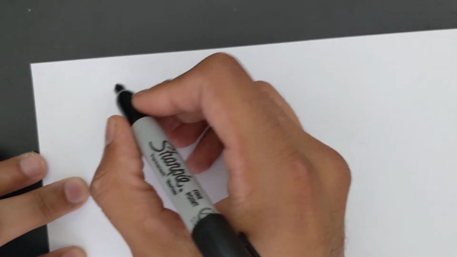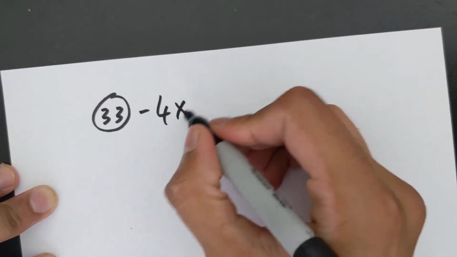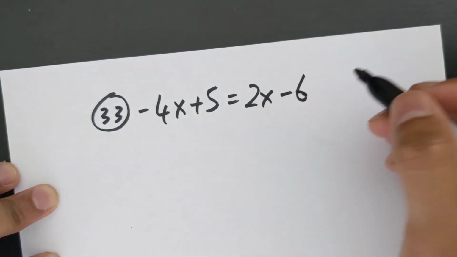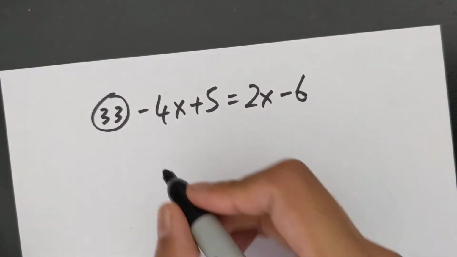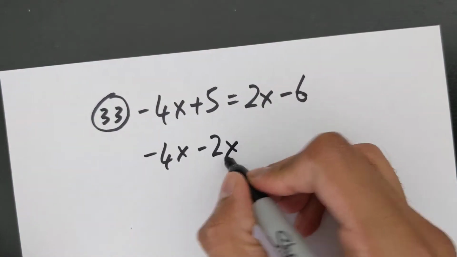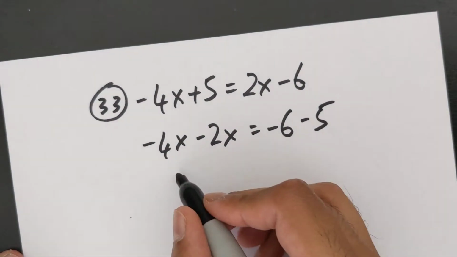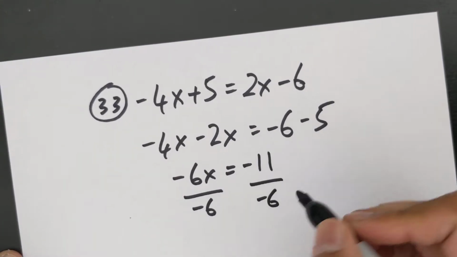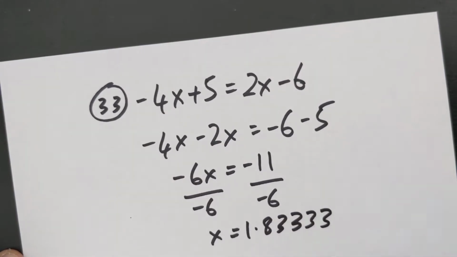Same thing for question number 33. I have negative 4x plus 5 equals 2x minus 6. So again, I'm going to do my double movement in this question. If I move the 2x to this side, it's going to become minus 2x, and if I move the 5 to that side, it's going to become negative 5. So I have negative 6x equals negative 11, and then I'm going to divide by negative 6 on both sides. I'll get x equals 1.83333.